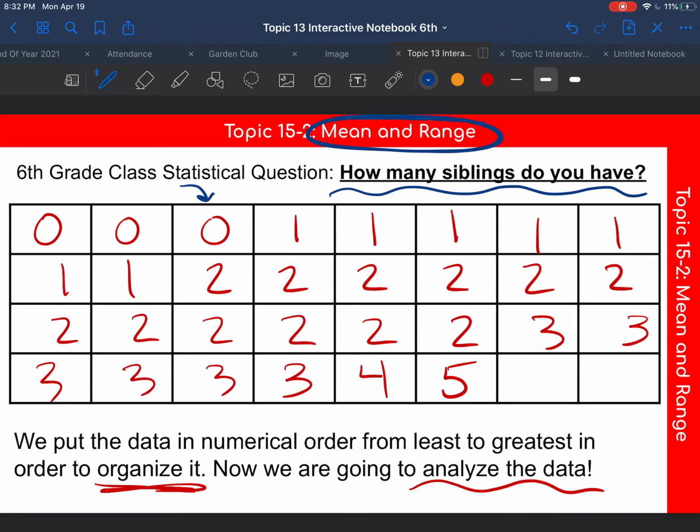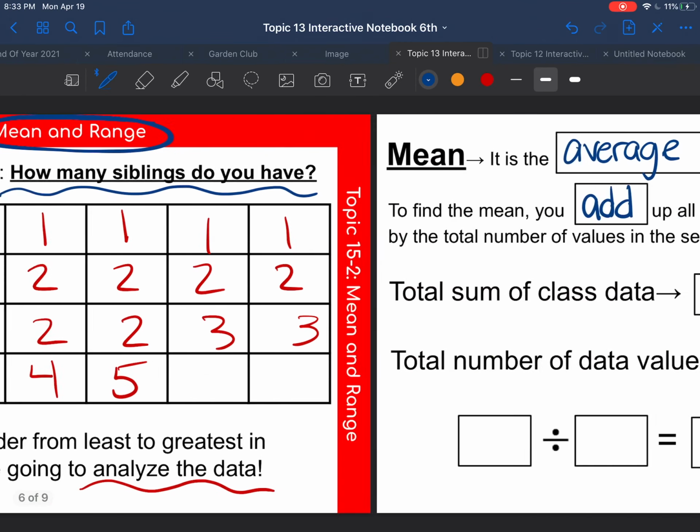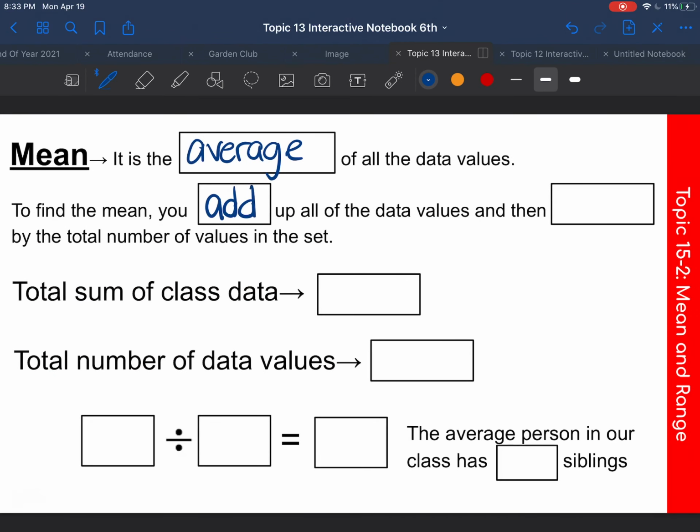So the mean is the average of all your data values. All right. So to find the mean, what you do is you add up all of the data values. So if we would add up all of these data values that we collected, and then you're going to divide by the total number of values in the set. Okay. Now mean is finding the average. So that means basically it's a measure of center. We're trying to figure out what's in the middle of our data. What's the average amount of siblings that our classmates have, okay?